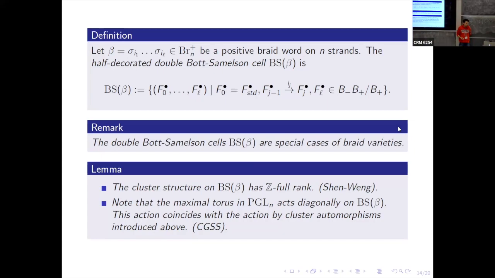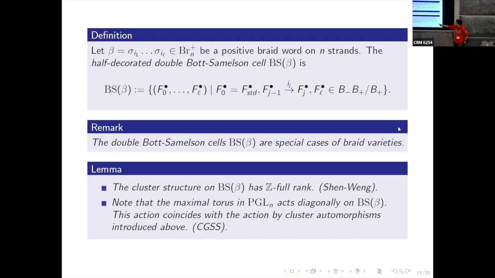And the maximal torus in PGL_N acts diagonally on this double Bott-Samelson cell. So it acts on the flag variety. If you think of this as just being diagonal matrices, modulo scalar matrices, and the diagonal action is not going to affect any of these conditions. Okay. And one thing that we can show is that this is precisely the torus that acts by cluster automorphisms that I introduced before. This torus given by the kernel of the exchange matrix, we can realize it very, very explicitly.